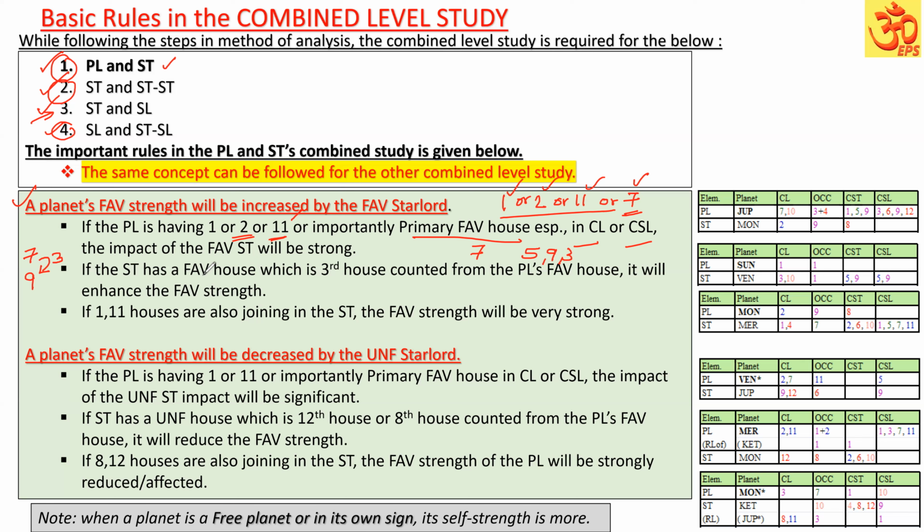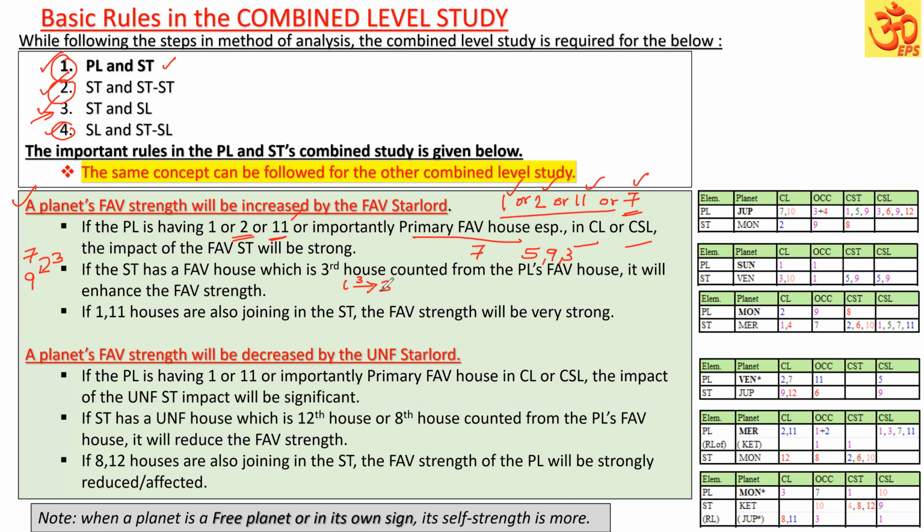Within that favorable houses, if the star lord is having the third house counted from the planet's favorable house, that will enhance the favorable strength of the planet. You understand? Not only the seventh house. Suppose it is having Lagna, Lagna is there in the self. Lagna to the Lagna, if it is third house, the Lagna's third house.